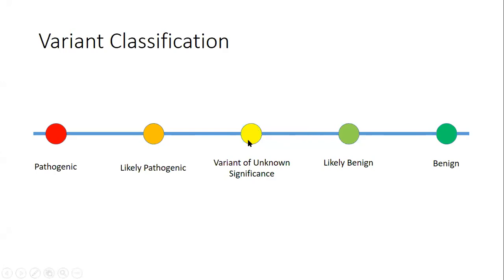The tough ones are the middle, the so-called variant of uncertain significance or unknown significance. VUSs, they'll often be called. And they're very problematic because this means there's just not enough evidence. You found it in one person, and computationally it looks convincingly pathogenic, but it's never been seen before, and you have no way of proving that it's pathogenic.